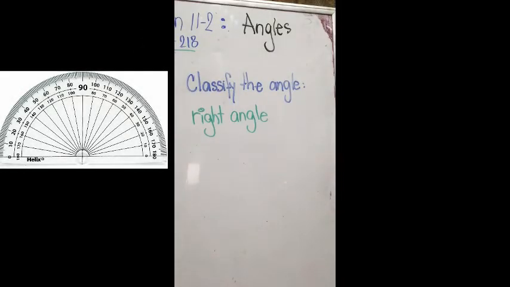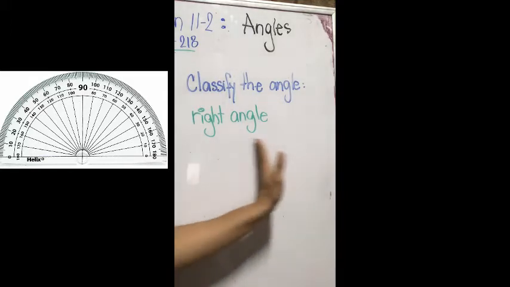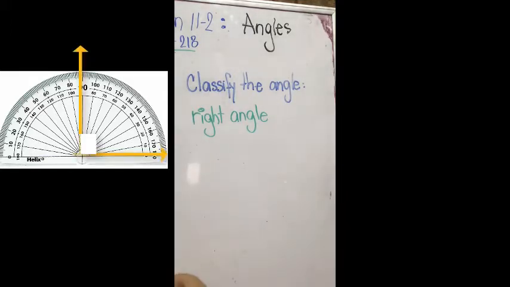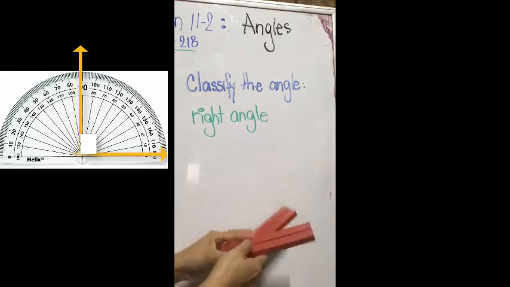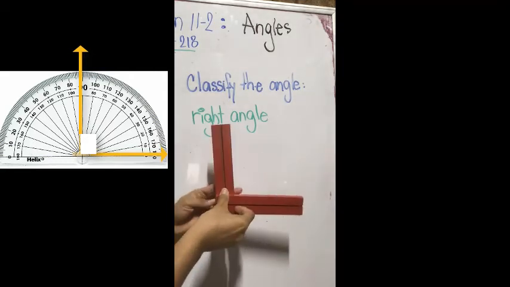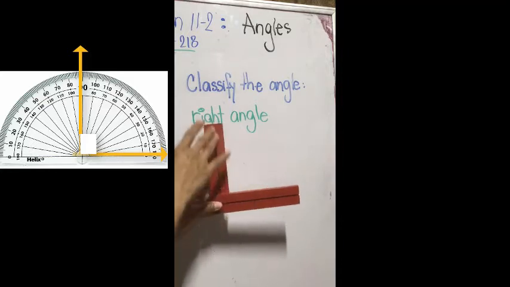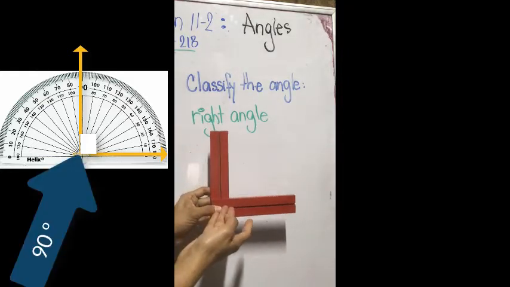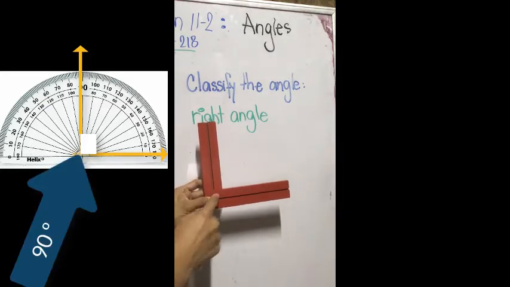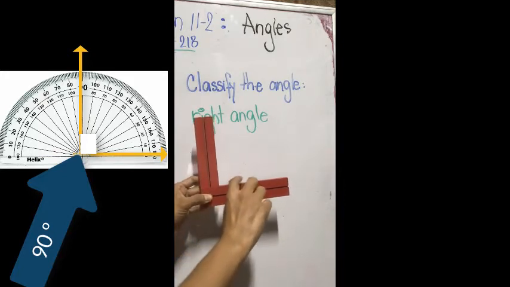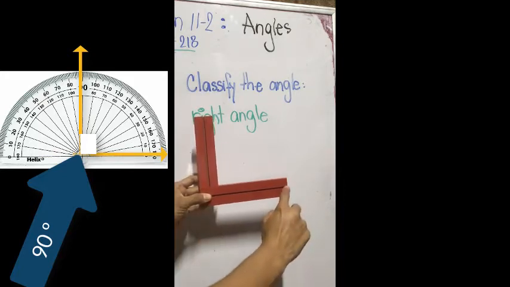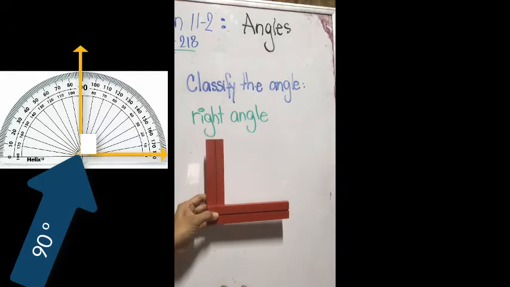Okay, now we need to classify an angle in three different forms. The first is a right angle. What's a right angle? It's like you have an L, like this. Suppose you have this. The opening of the two rays, in this case these two lines, is 90 degrees, like an L. This is a right angle.